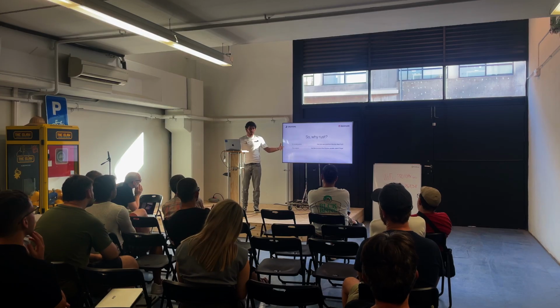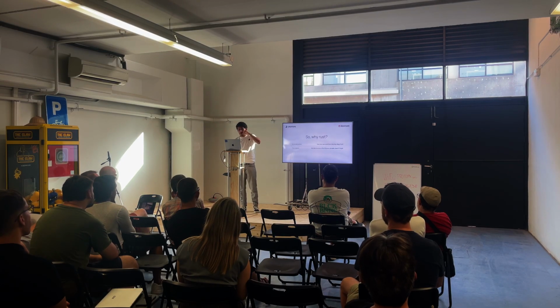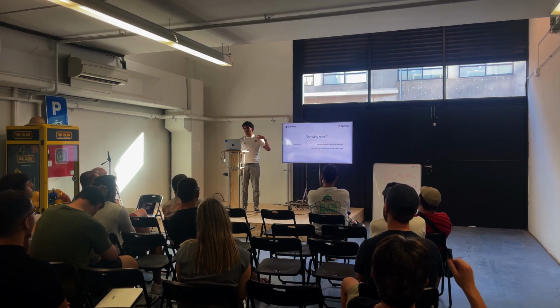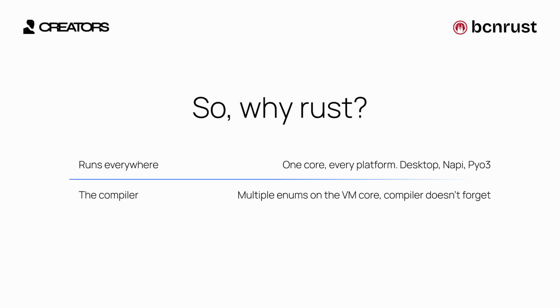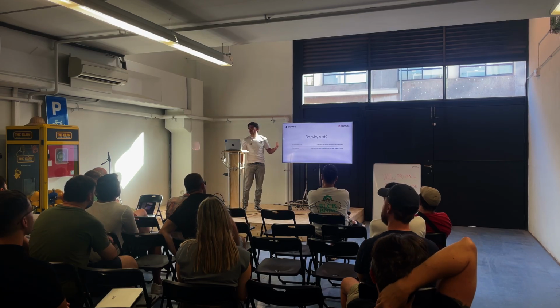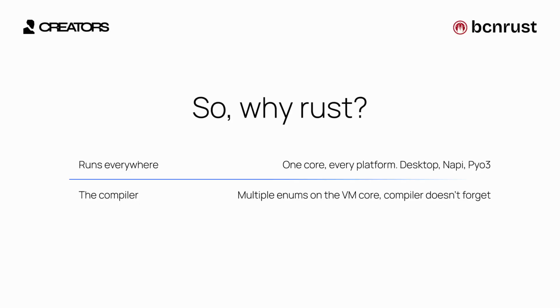So after all of this, someone could think, so why Rust? I think that we have two main reasons to build this in Rust. First of all, it runs everywhere. We compile this virtual machine for microcontrollers, for a library that loads into Node.js, that loads into Python, and also for desktop applications, and also the compiler.